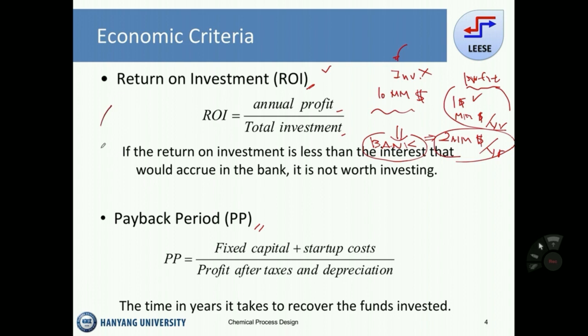Another one, similar to return on investment, is given as the payback period. The payback period is given by that expression on the slide. The numerator is defined as the fixed capital and the startup cost. Then the denominator is the profit after tax and depreciation. So you probably understand the meaning of tax. The depreciation is to be explained a little bit further. That will be explained later in this section, okay?